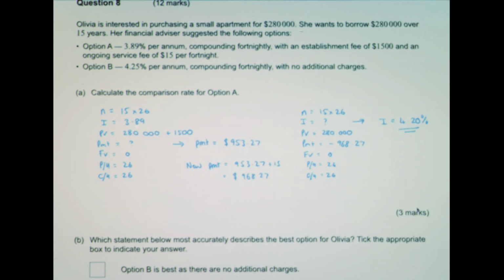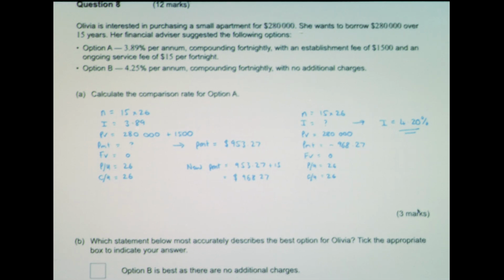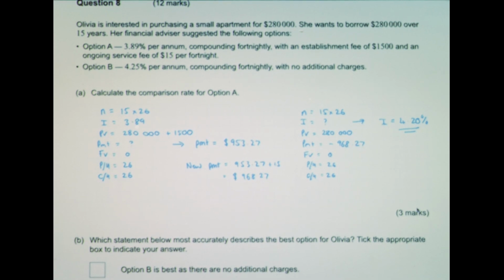So with this one, because there was an establishment fee, that had to be added on first. So we then had to calculate the PMT value. The calculation of the first PMT value of the 95327 got the first mark. Then adding on the $15 to show the new PMT value got the second mark. And then removal of the establishment fee, calculation of the I value, that got your third mark there.